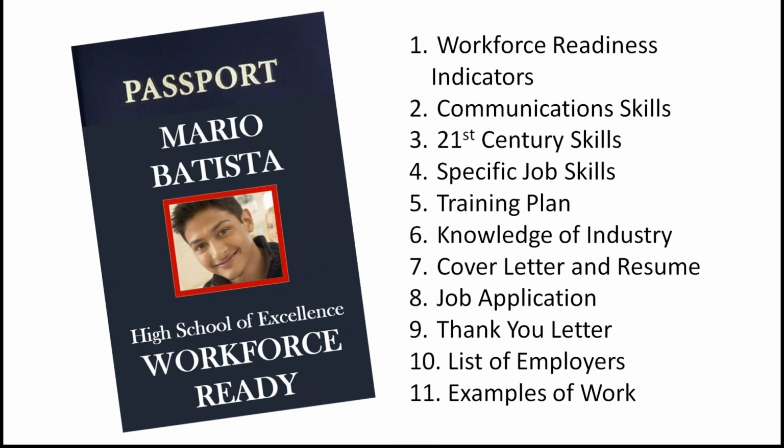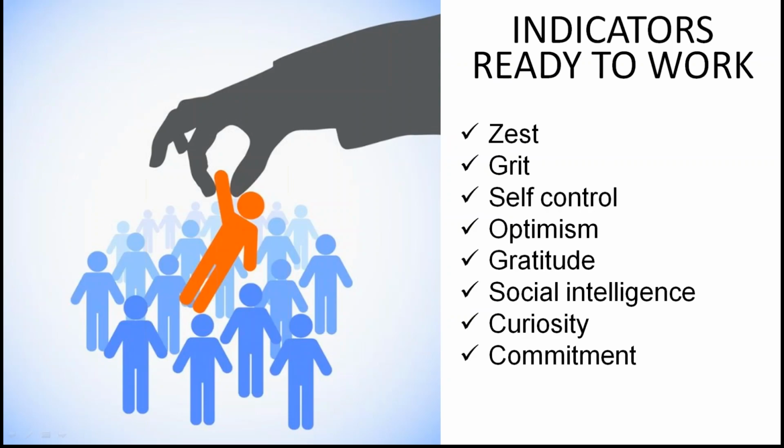First of all, employers want young people or any employees to have these particular indicators. Many times employers will say, just give me somebody with these behavior traits and I can train them to do the job. So it's important for us from grade 9 through 12 to be emphasizing zest, grit, self-control, optimism, gratitude, social intelligence, curiosity, and commitment.